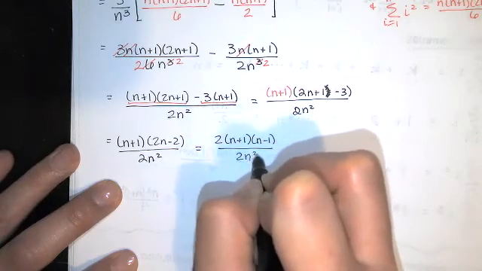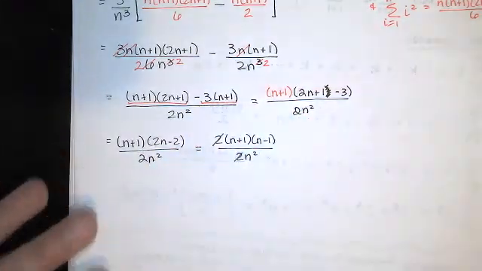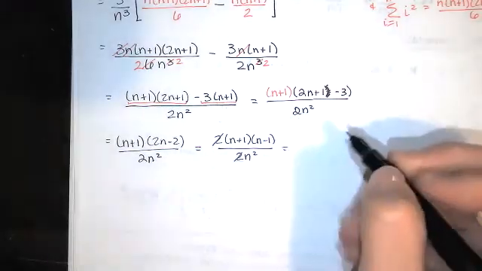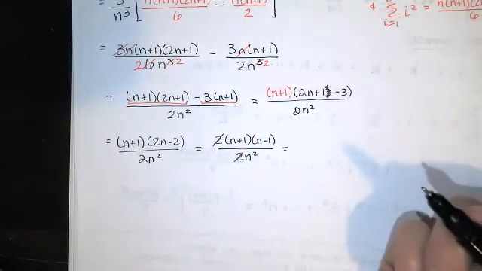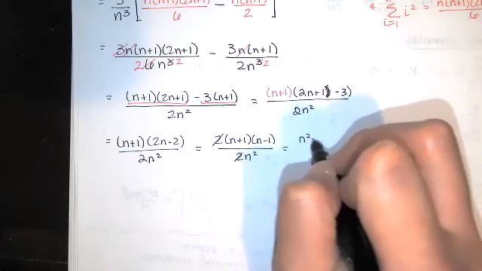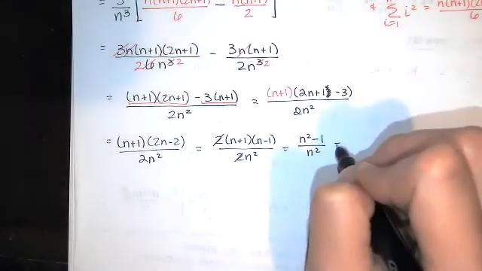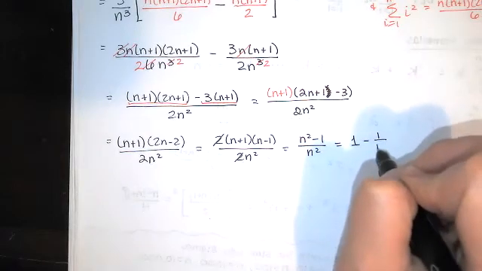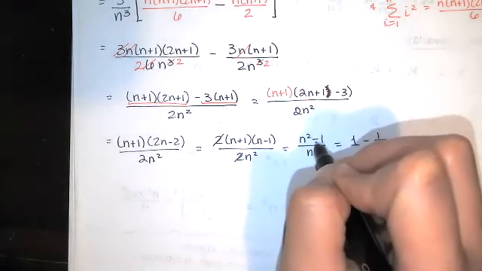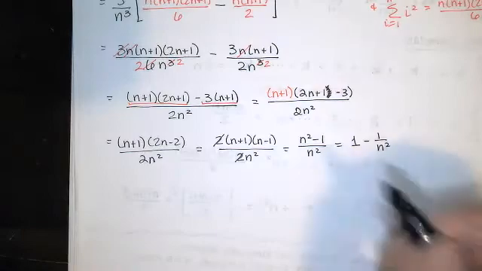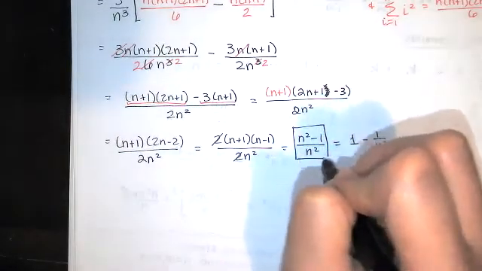And the 2's reduce, and you get this. So you can use this if you want to. (n + 1)(n - 1) over n squared, or you could write that as (n squared - 1) over n squared. Or you could write that as 1 minus 1 over n squared, doing this over this, minus 1 over that. Either one is the simplified version.